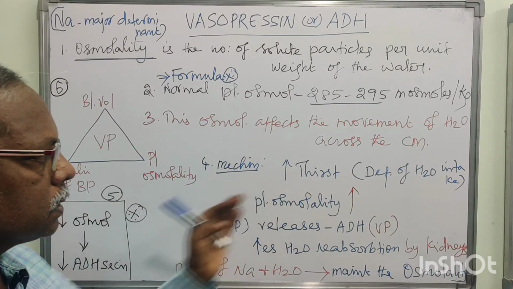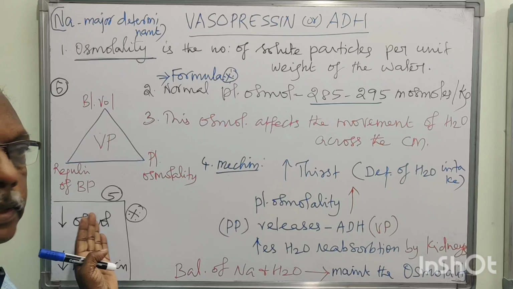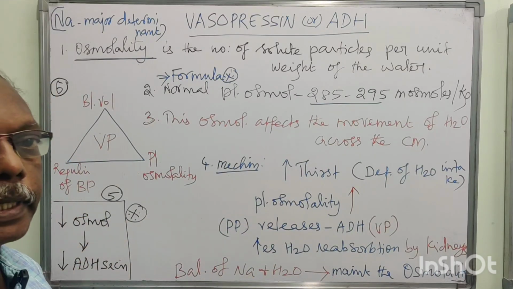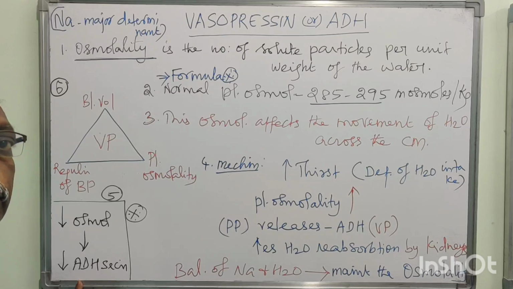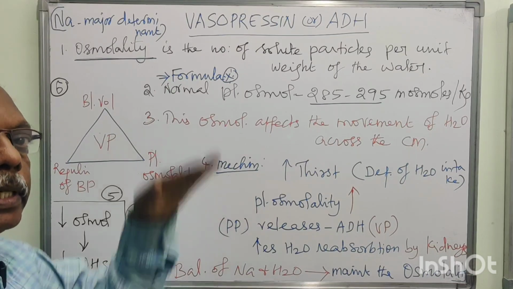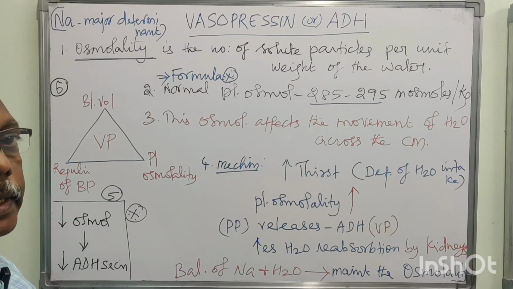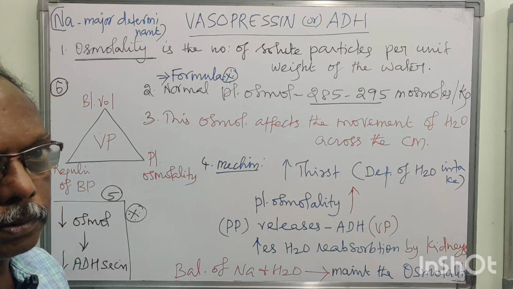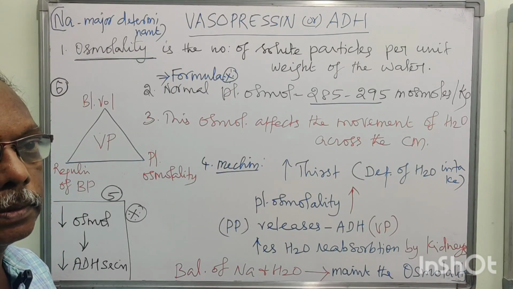The next, same fifth condition, is the opposite. Here increased thirst, here decreased thirst. Here plasma osmolality increases, here plasma osmolality decreases. That also leads to posterior pituitary stimulation to decrease the ADH secretion and maintains the sodium and water electrolyte balance. Sodium and water balance, right?